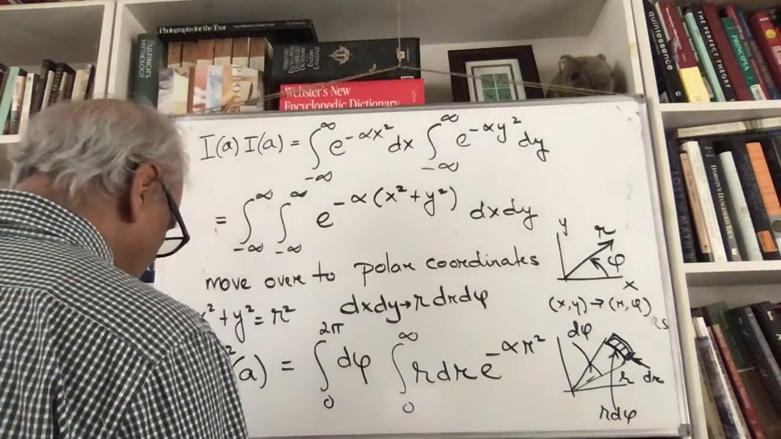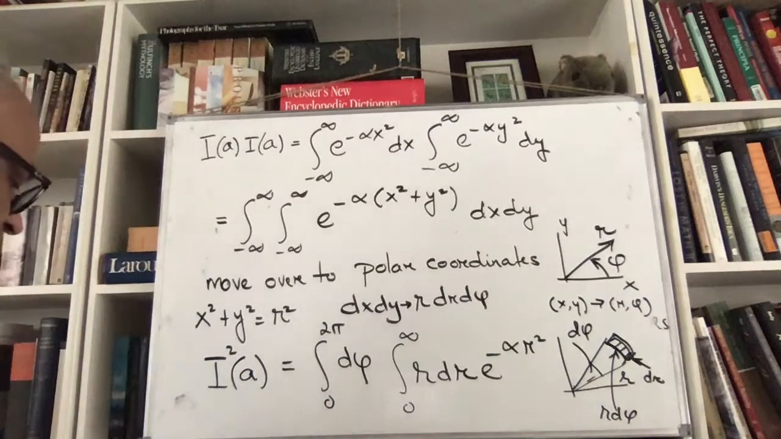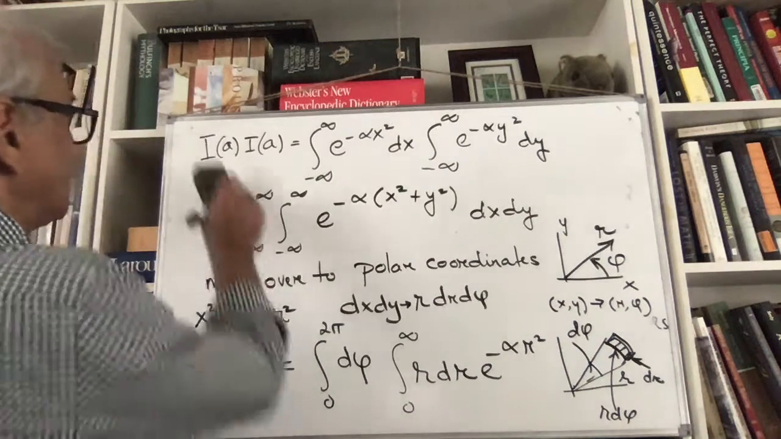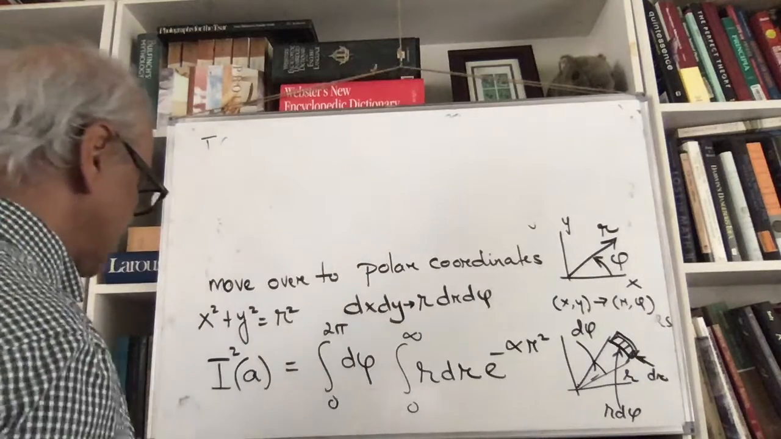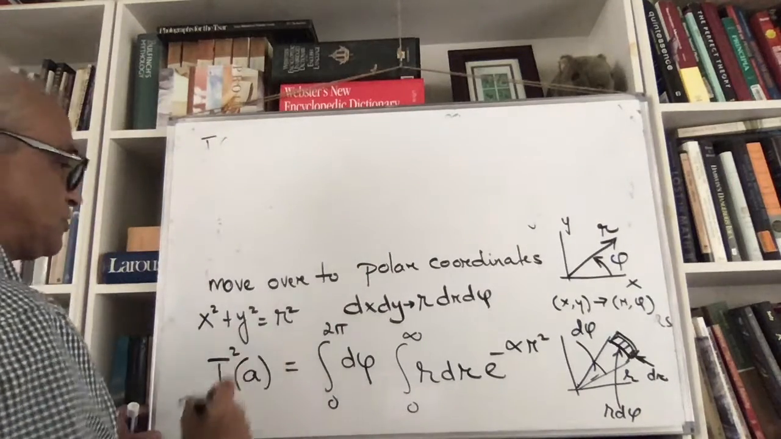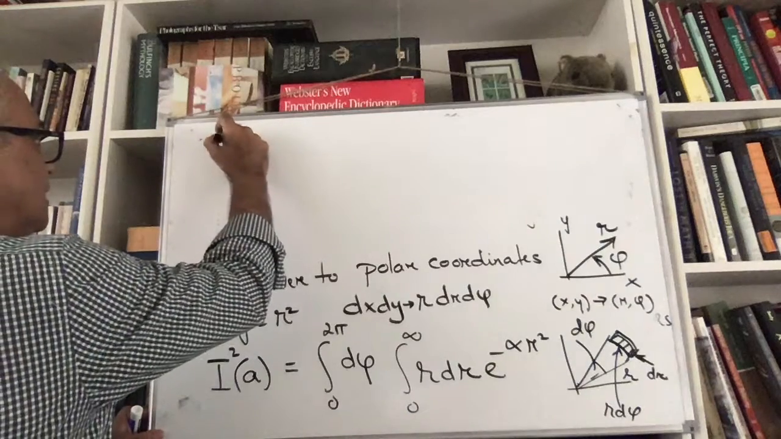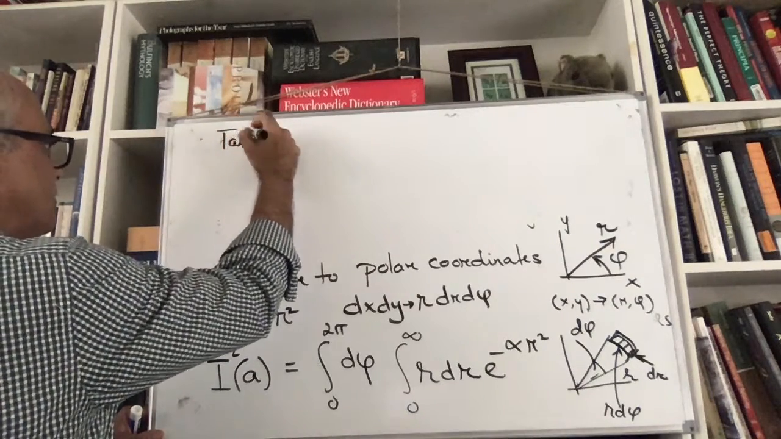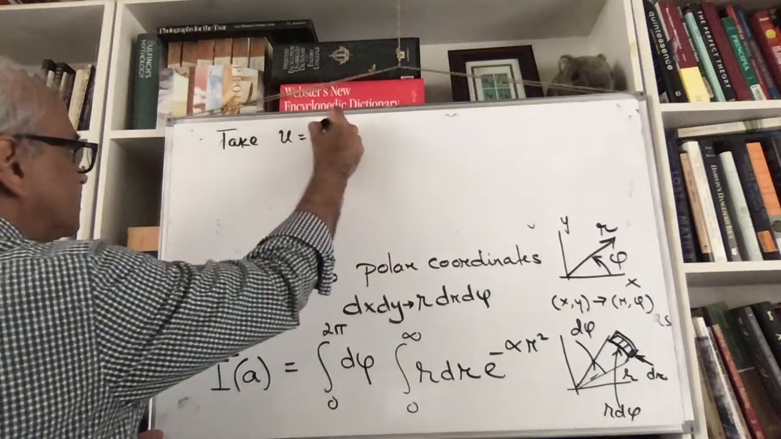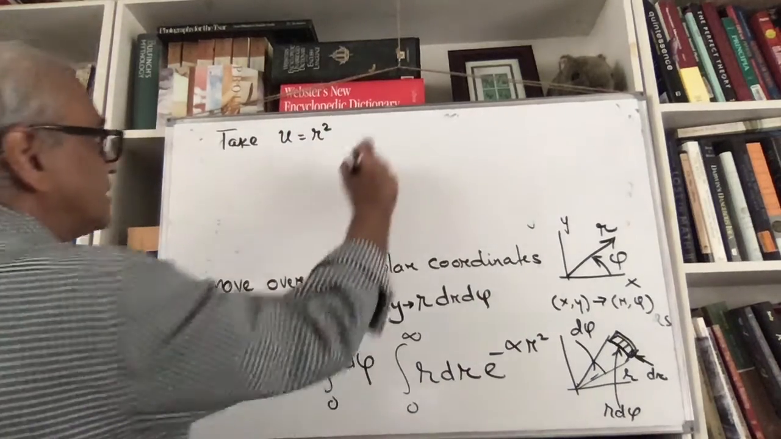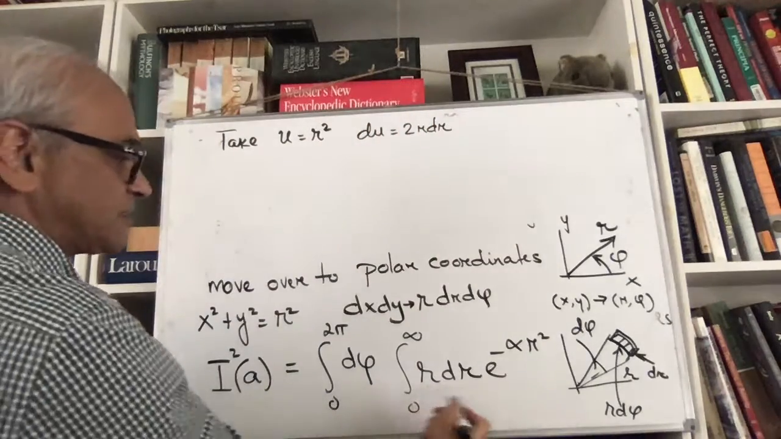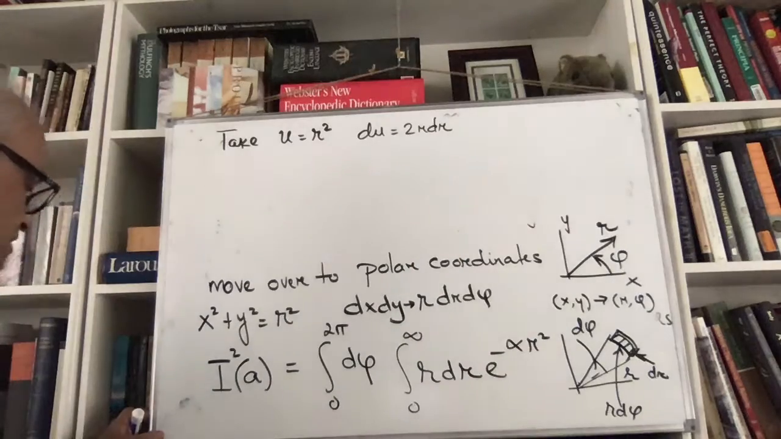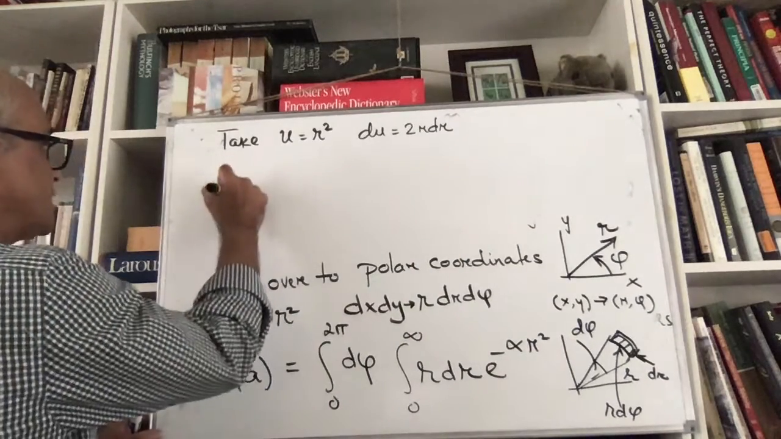All right, so we just moved over to the polar coordinate system, and what's my next step? I need to evaluate this integration. So what I can do is take u to be r squared, and du would be 2r dr, and you can see why we did this, r dr. You can write it as du.